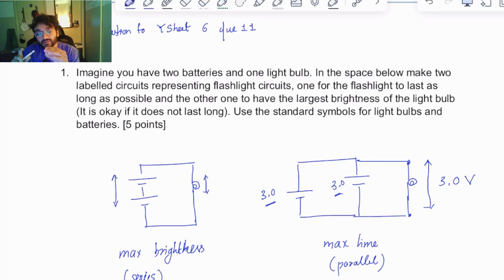When the potential remains the same, but you have two batteries, what you're doing is increasing the power delivering capacity, so it can last longer. It can deliver the same amount of current through the light bulb, but for longer. That's what happens when you've got two batteries in parallel. And this is very similar to question 11, yellow sheet 6.